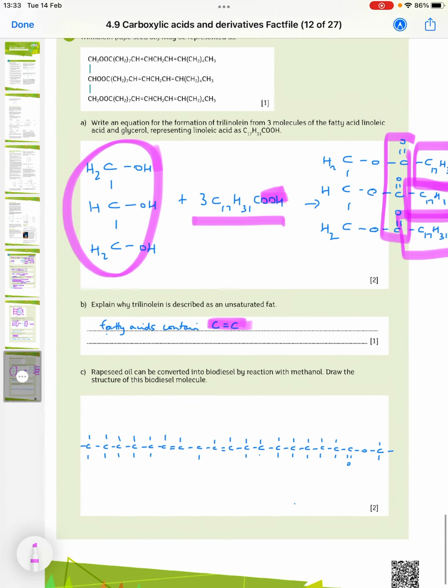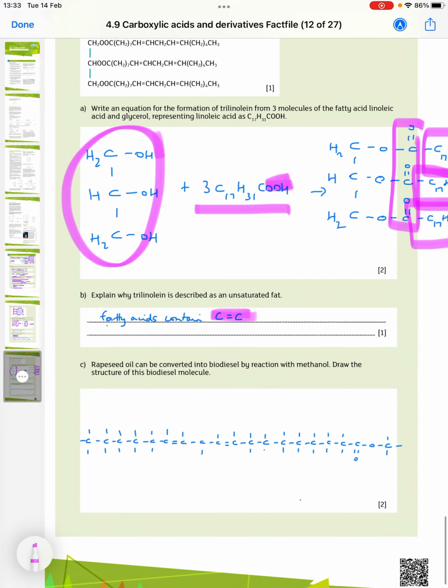So if you take the time to count them all up, you'll see that all of the carbons are there. 1, 2, 3, 4, 5, 6 up to the double bond, and then 1, 2, 3, and then there's another double bond, and then 1, 2, 3, 4, 5, 6, 7, 8, and then the carbonyl group, and then there's another methyl group at the end.